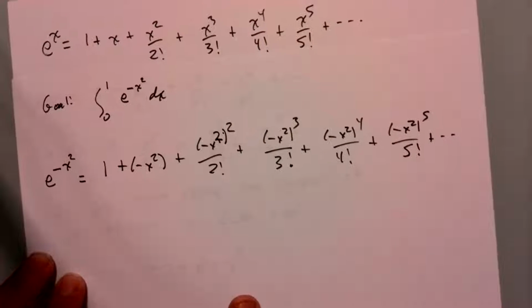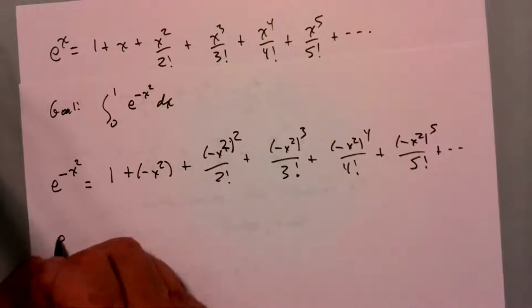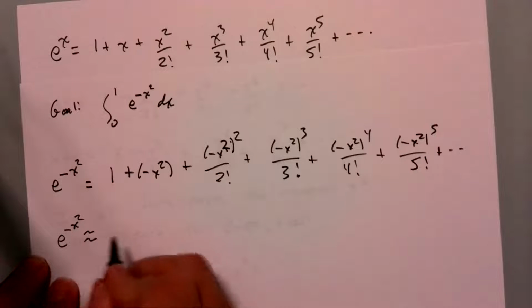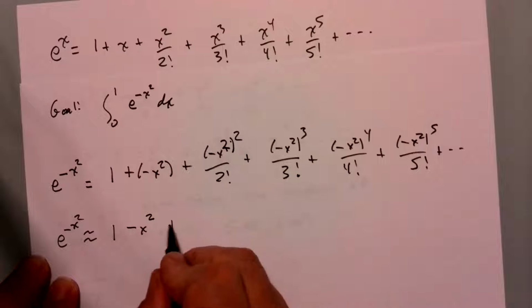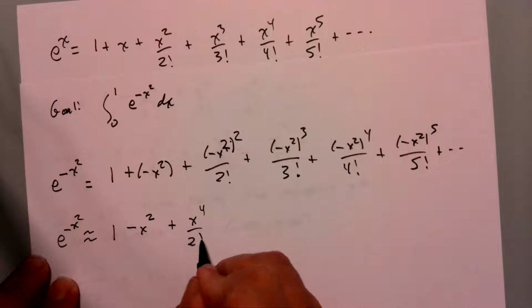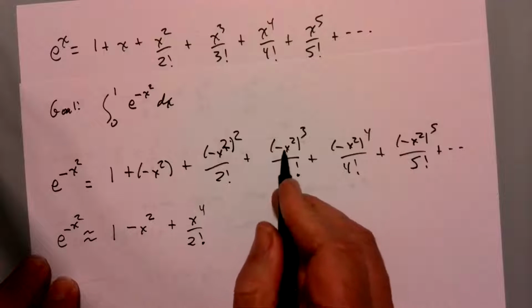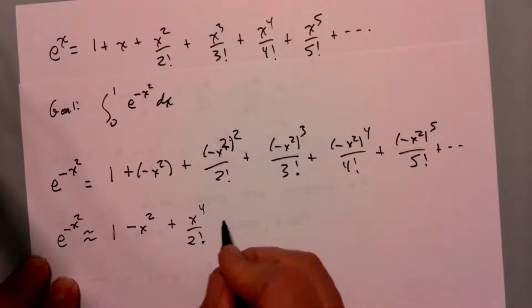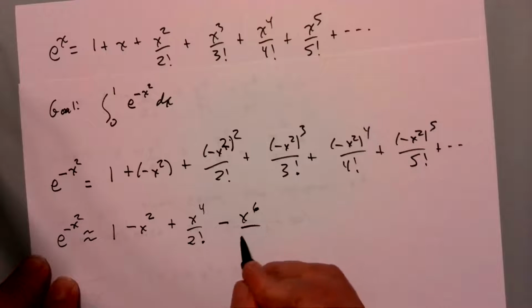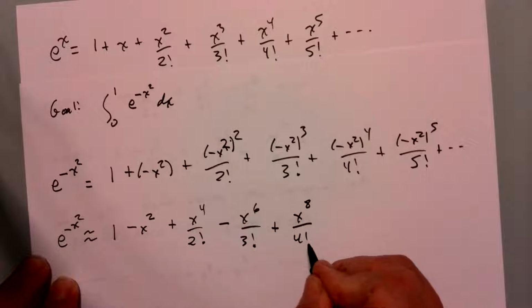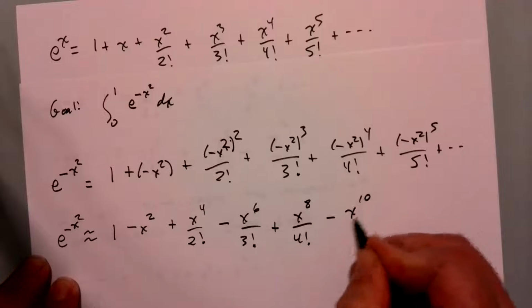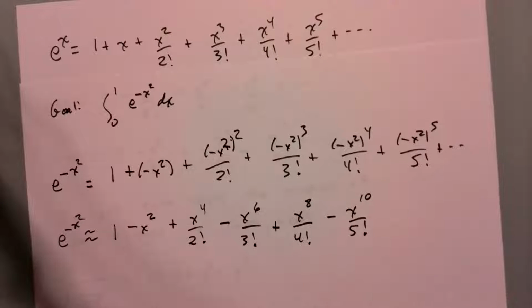If I'm just going to use the first few terms, then I can say that e to the negative x squared is approximately 1 minus x squared. A negative squared becomes positive, plus x to the 4th over 2 factorial. x squared cubed is x to the 6th, minus x to the 6th over 3 factorial, plus x to the 8th over 4 factorial, minus x to the 10th over 5 factorial. So that's an approximation for e to the negative x squared. That is the 10th order Taylor polynomial for e to the negative x squared.